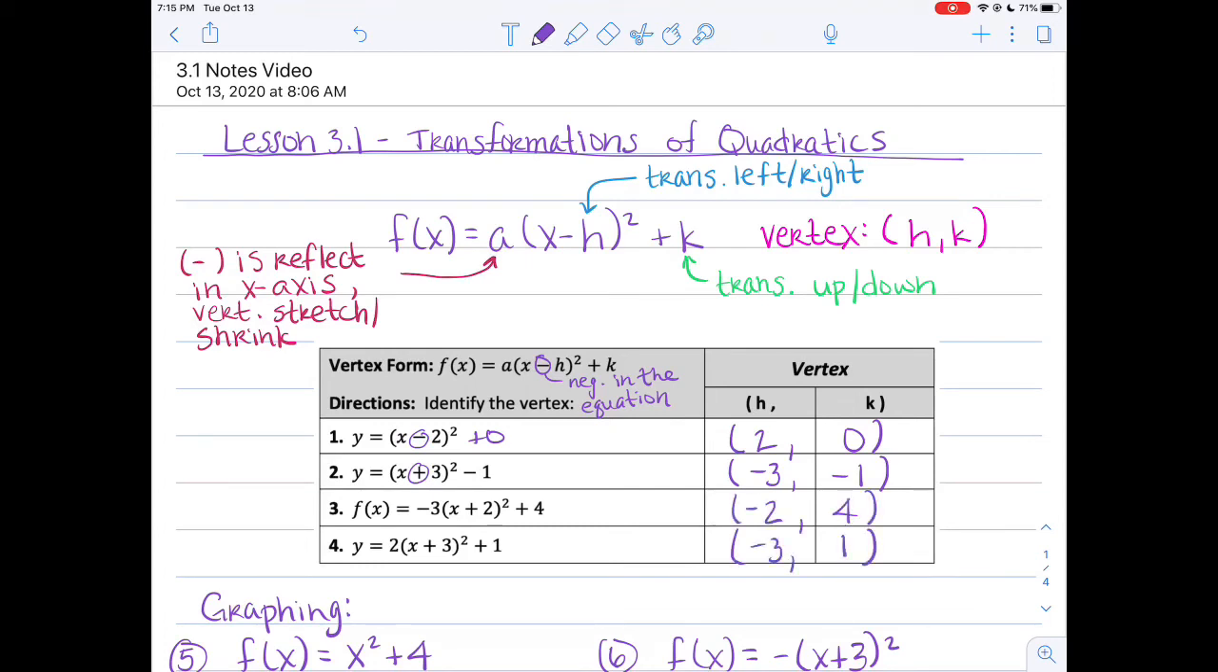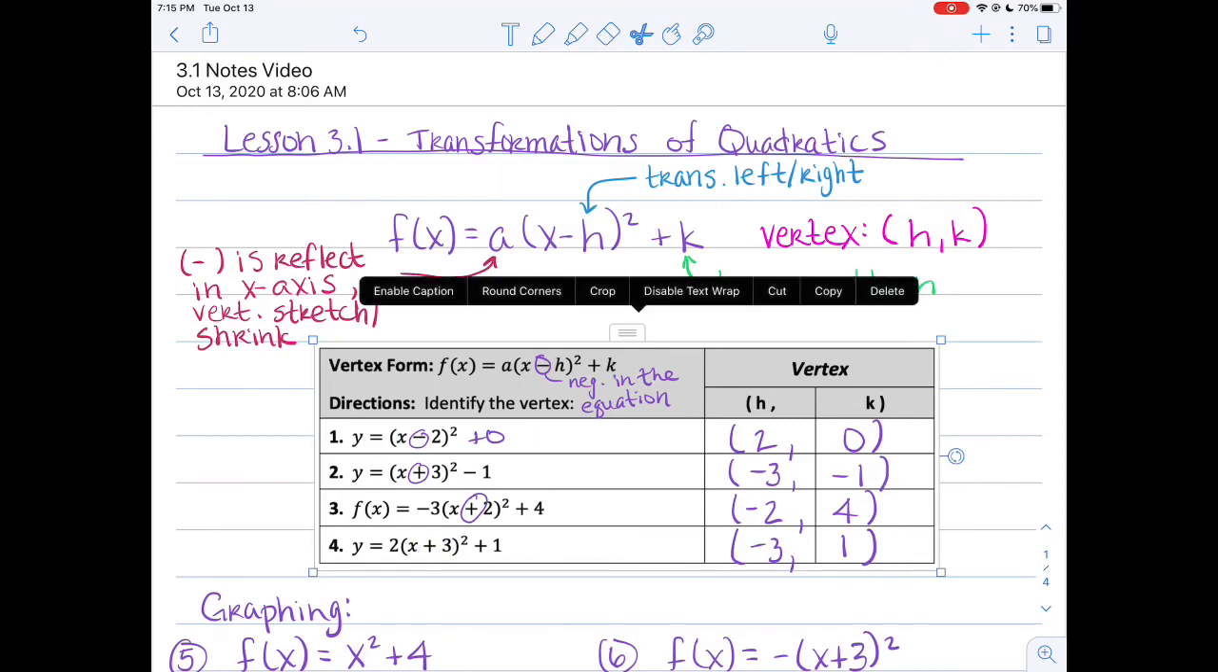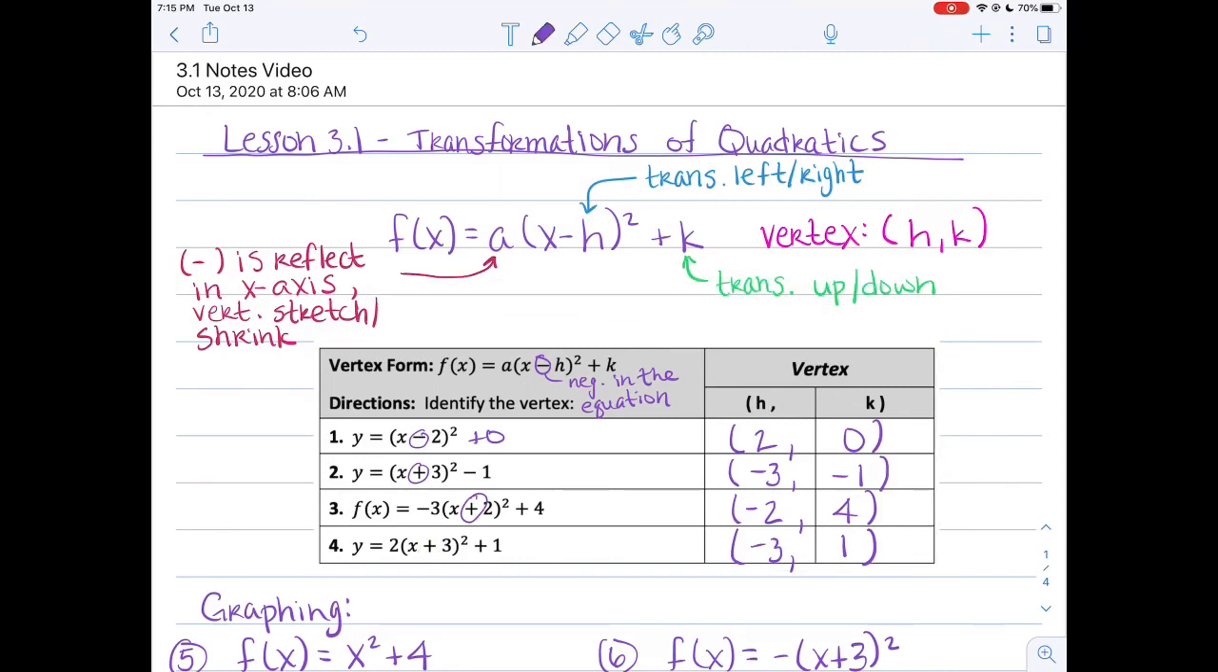All right, so remembering that a positive that you see is a negative in the vertex, we get a negative 2 and 4 for our vertex for number 3. And again here, the positive indicates that the actual vertex is negative. And so we have a negative 3 and a 1.